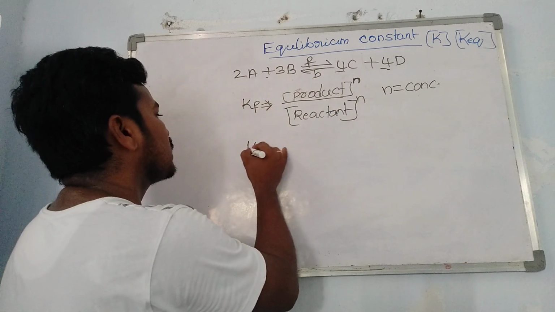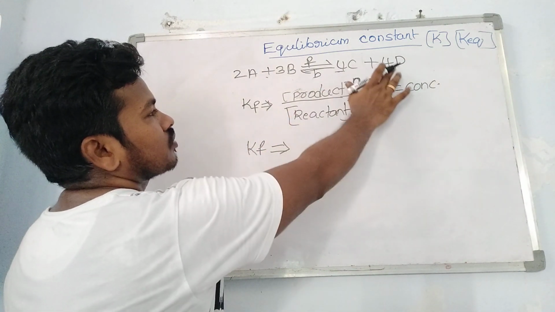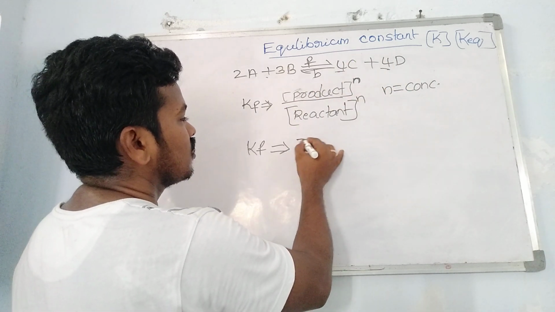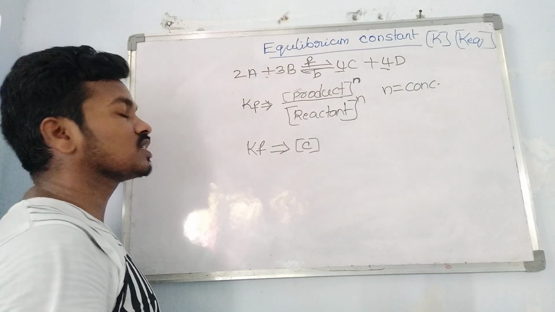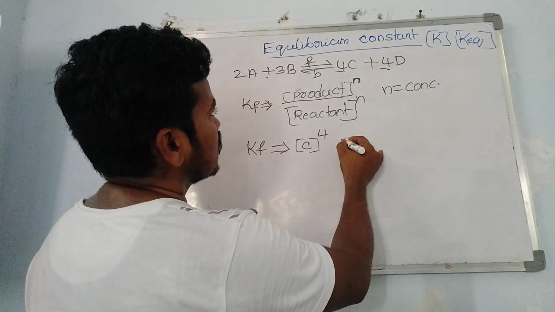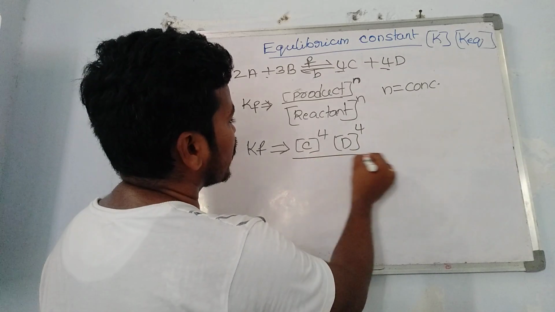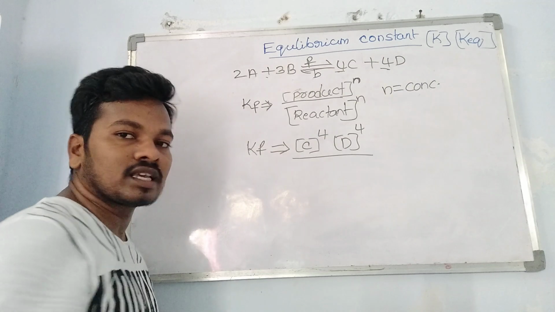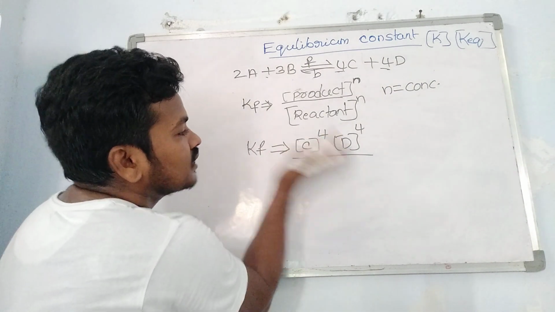Now how can we write the forward reaction? The product of the products we have to take, the active masses. For C, this is called the active mass, and in the molar concentration you write the power 4. Next, for D, we have to write the power 4. We are taking the product, so you should not add a plus or a minus. So we write product upon reactant.